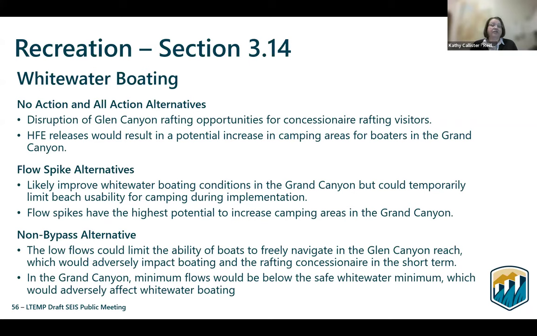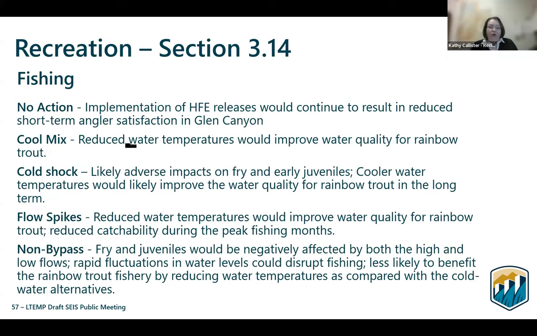Under the non-bypass alternative, the low flows could limit the ability for boats to freely navigate in the Glen Canyon reach, and this could adversely impact boating and rafting concessionaires in the short term. In the Grand Canyon, minimum flows would be below the safe water minimum that was analyzed in the LTEMP FEIS, and this could adversely affect whitewater boating. With that, I think we have wrapped up the resource areas and can move on to ways to comment. Oh, I missed a slide, my apologies.